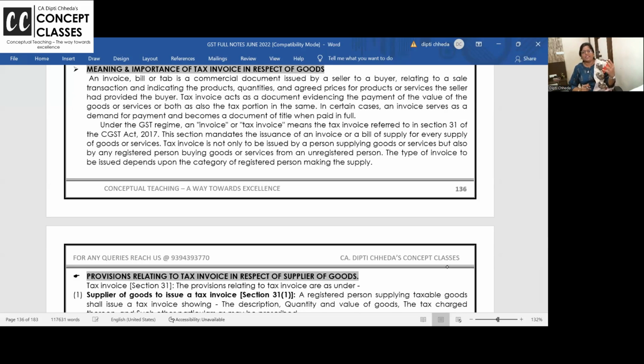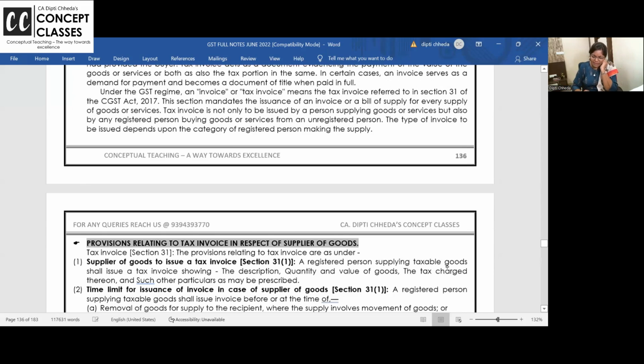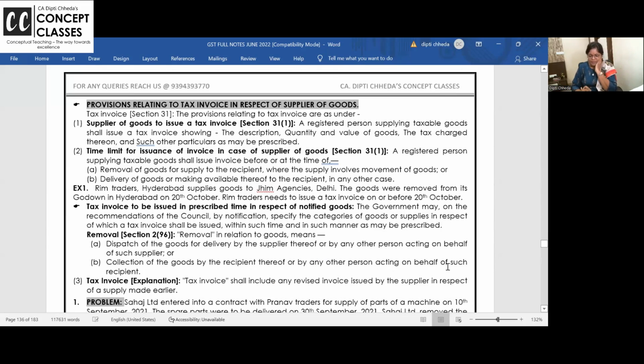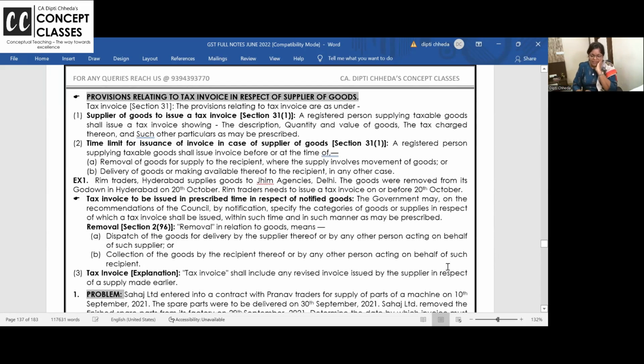You are the registered supplier. You show it in your GSTR1 in the outward supply, auto-populated in GSTR2A, 2B for the buyer. So many benefits are there for issuing the tax invoice. Now I can go a little fast. Provisions relating to tax invoice in respect of supply of goods.